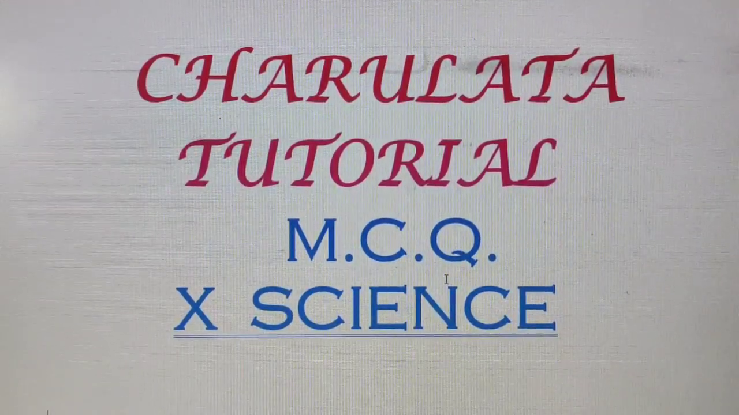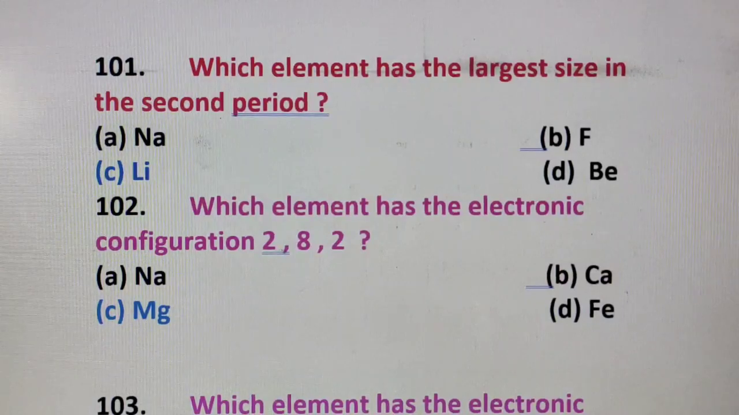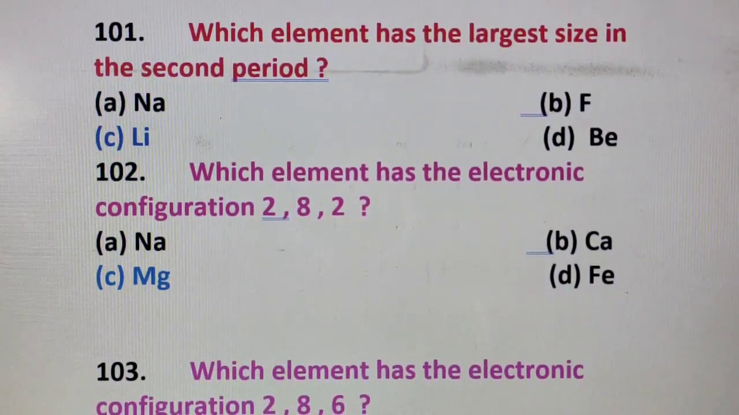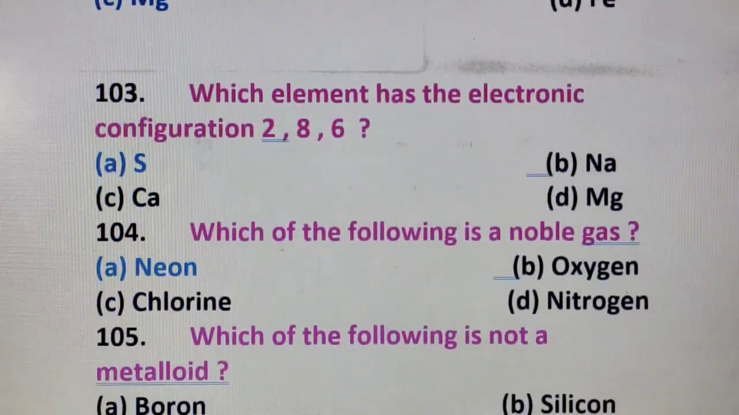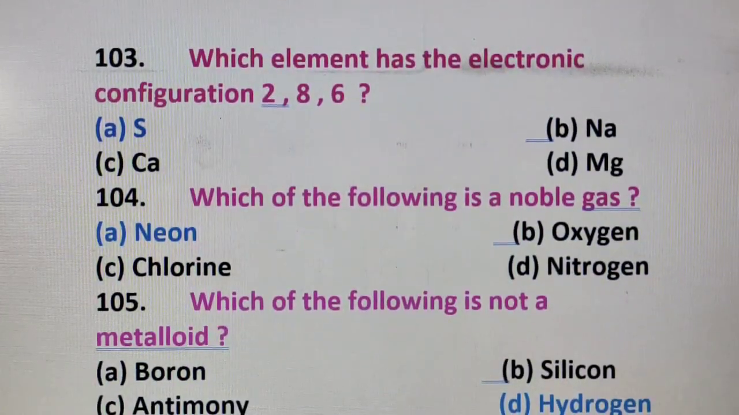Let's start. Which element has the largest size in the second period? This is lithium. Which element has electronic configuration 2, 8, 2? That is atomic number 12, which is magnesium. Which element has electronic configuration 2, 8, 6? 2, 8, 6 means 16, it is sulfur.